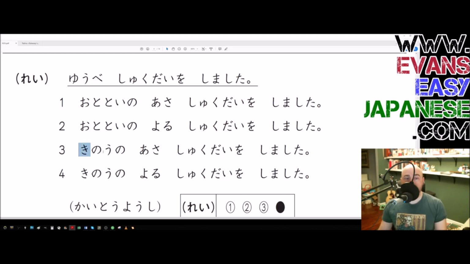Kino means yesterday, and each one of these has a no particle after it. So kino is being used to modify the word that comes after it. We're either talking about asa, morning, or yoru, night. You've probably figured out the answer, especially since it's right there. So kino no yoru, the evening that is being modified by the word kino. Yesterday. So the night of yesterday, a weird way to say this, shukudai wo shimashita, I did my homework. That would be pretty much the same translation for yube shukudai wo shimashita. And that's what the correct answer is.